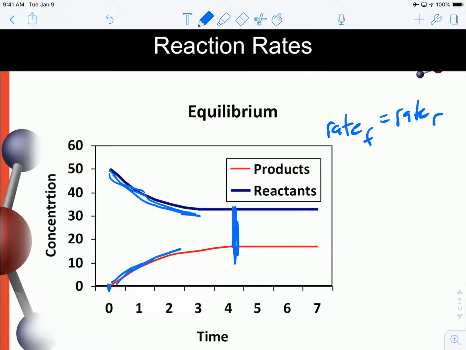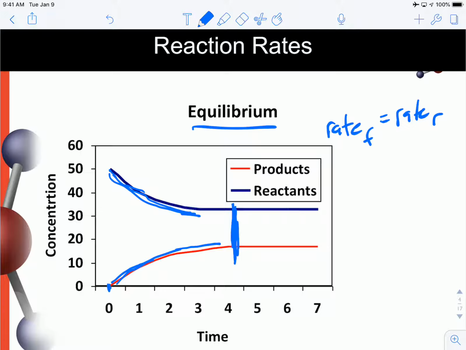The concentration of the products is increasing, so that rate is increasing. Eventually, the two rates become equal. The concentrations of the products and the reactants do not change after that point because the rates are equal. It's important to realize that equilibrium is a dynamic process. It's not like the reaction stops. You're still forming reactant and you're forming product, but it's happening at the same rate.